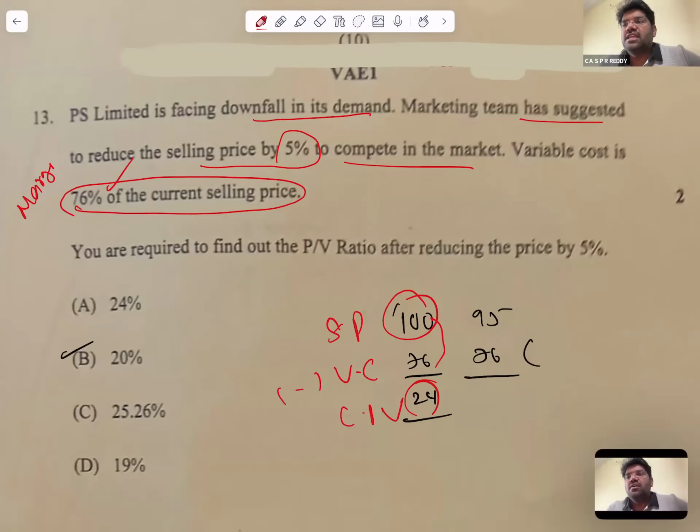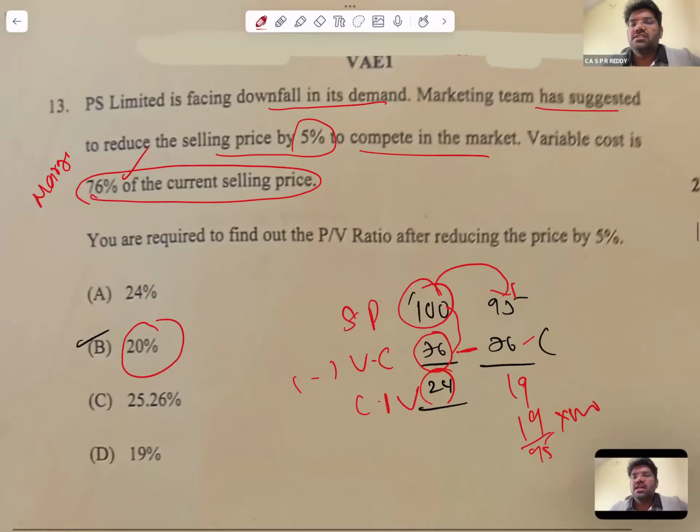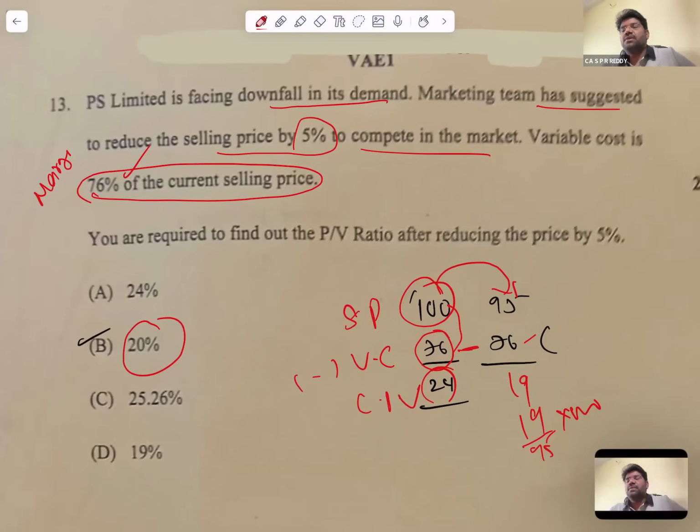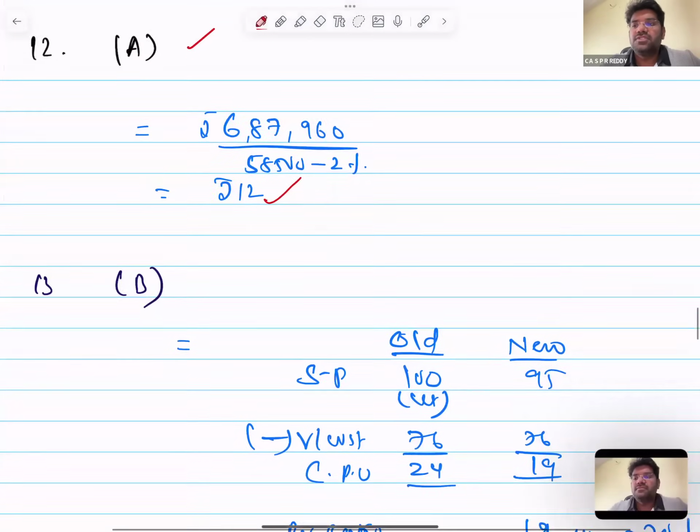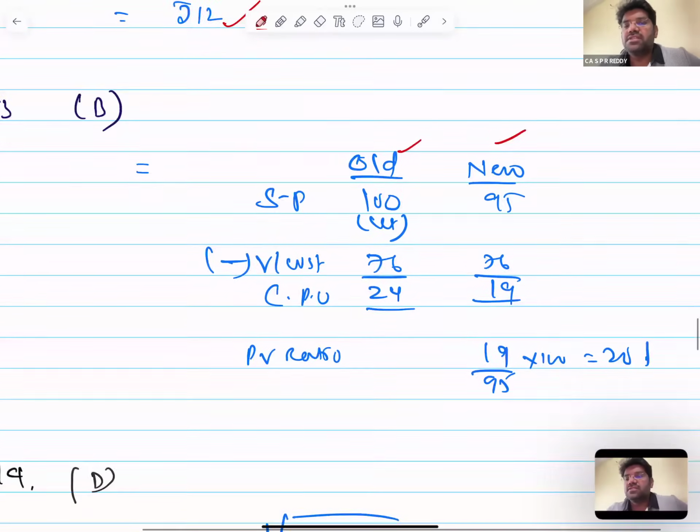Now, what is the recommendation here? If I reduce my selling price by 5%, it will be 95. But variable cost per unit will not change. It will remain the same, so 76 only. 95 minus 76 is 19. So 19 divided by 95 into 100 gives what percentage? 20%. So what is the correct answer? After reducing the price by 5%, the revised PV ratio is 20%. So old and new are presented here, 20%.